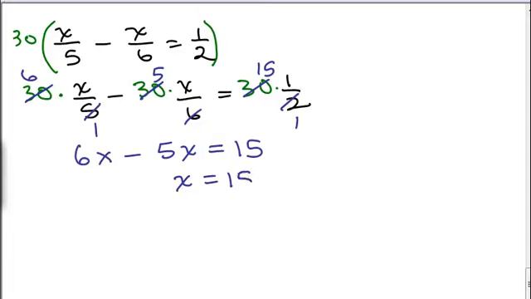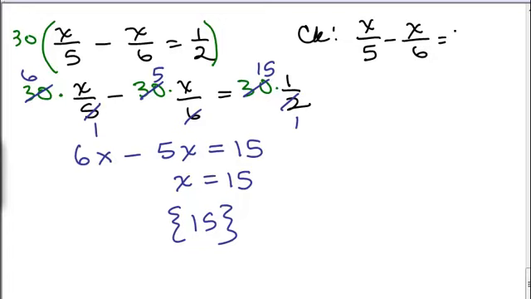We got x equals 15. So our solution is 15 if we did this correctly. Always check your answers to make sure. So, original problem, x over 5 minus x over 6 equals 1/2. And we're plugging in 15 for x.